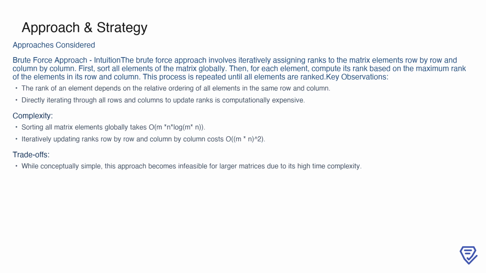However, there are some important observations to note. The rank of an element is determined by the relative order of all elements in its row and column, which means the dependencies can become intricate. Iterating through all rows and columns repeatedly to update ranks is computationally expensive. In terms of complexity, sorting the matrix elements globally requires m*n log m*n time, and the repeated rank updates across all matrix elements lead to a total cost of (m times n) squared. While this approach is conceptually simple and straightforward, it becomes impractical for larger matrices due to its high time complexity and inefficiency.